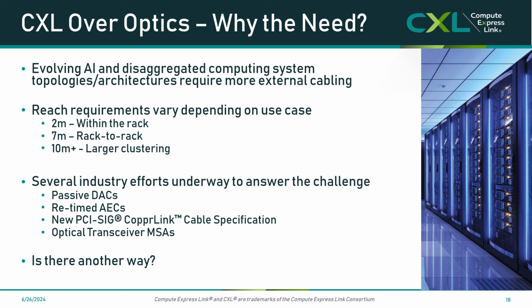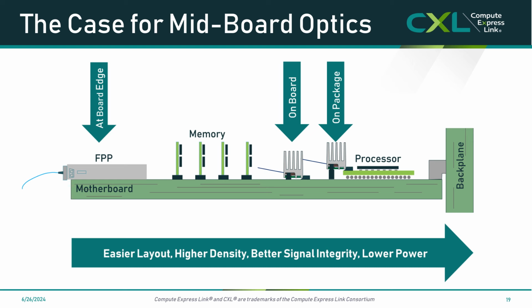When we talk about optical transceiver MSAs, there's any number of form factors that the industry is looking at: OSFP, OSFP XD, CDFP, which we talked about, SFP, SFP plus. But are the optical transceiver MSAs the only form factor that is possible for routing PCI Express and, more importantly, CXL over optics? And from Samtec's perspective, we would argue that there are other options. What do we mean by that?